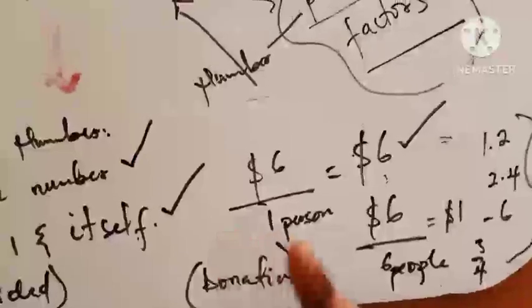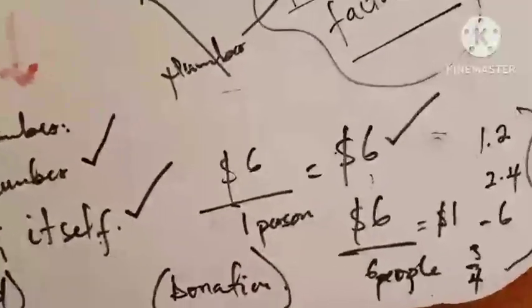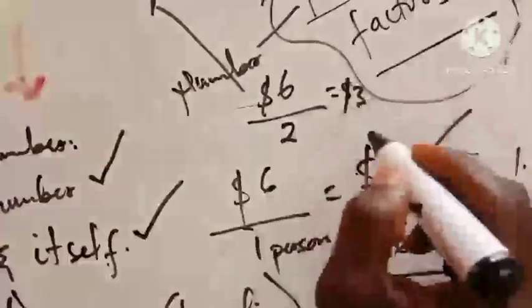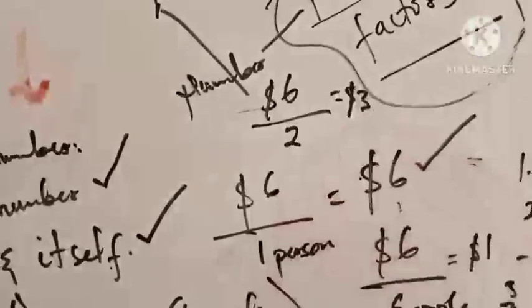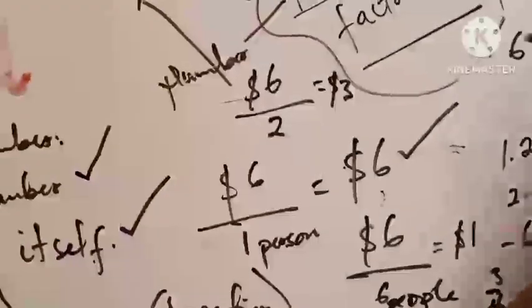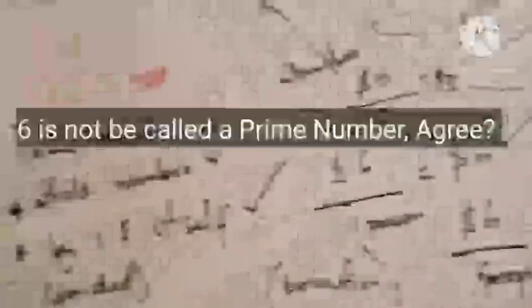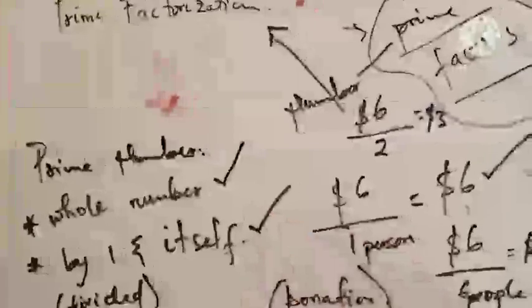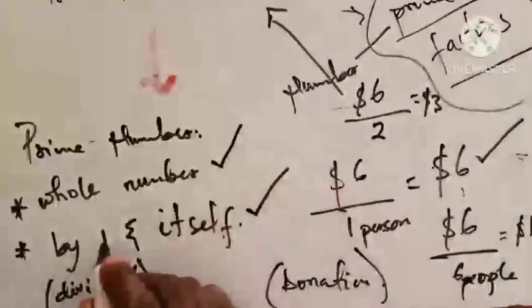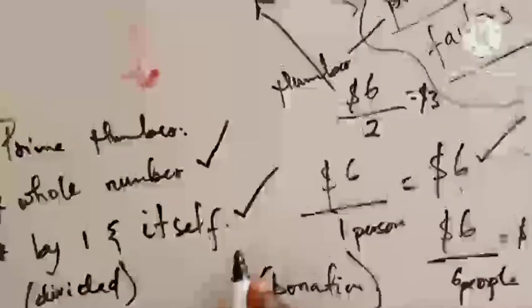a prime number. But remember, there's one thing here. Can we have another number that we can divide the 6 by, right? So can we divide? Yes, for sure. If I want to share this among 2 people here, the answer that I'm going to have is $3, right? So this one also qualifies. So in the long run, yes, 6 is not a prime number because it doesn't meet the requirements of a prime number. Remember, it says that a whole number must be divided by 1, and then by yourself. Is that okay?